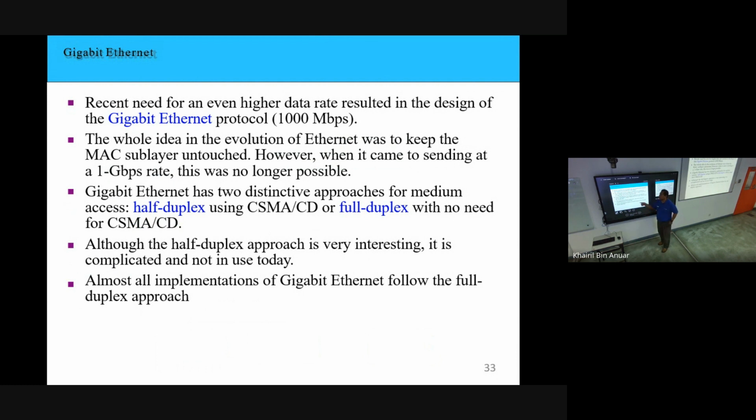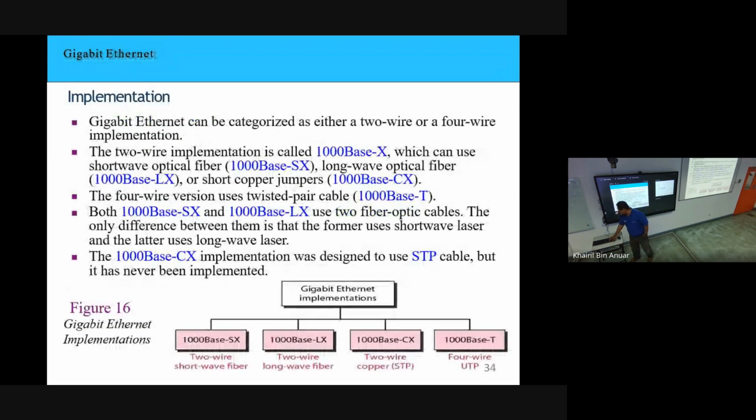Then you can also have 1000 Mbps, which we call Gigabit Ethernet. Again, we would like to keep the MAC layer, but actually it's impossible. When you have the 1 gigabit rate, it is no longer possible to maintain the MAC layer, so you have to make some changes to it. Gigabit can have 2 different approaches: half duplex using CSMA-CD, and full duplex with a point-to-point connection. So this is for Gigabit Ethernet.